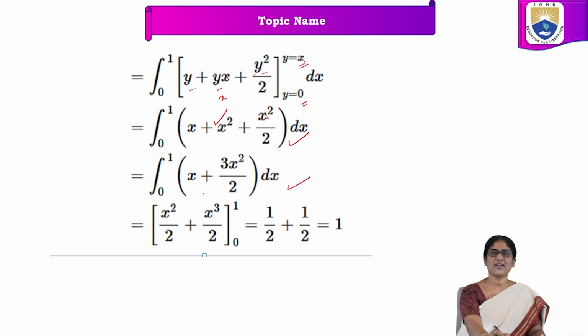And what is the integral of x? Integral of x is x square by 2. And the integral of x square is x cube by 3, so 3x cube by 3, and the 3 gets cancelled here. So you are going to get this value, and x runs from 0 to 1. So wherever x is there, you put 1: 1 by 2 plus 1 by 2, because the lower limit is 0, that is nothing but 1. So that is how we can do the integration of a triple integral in Cartesian form.